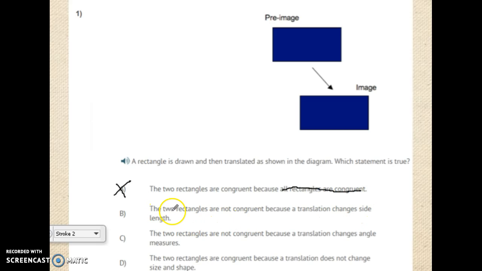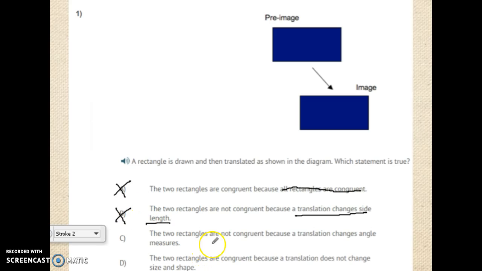B. The two rectangles are not congruent because a translation changes side lengths. A translation is just a shift up, down, left, or right. The side lengths do not change.